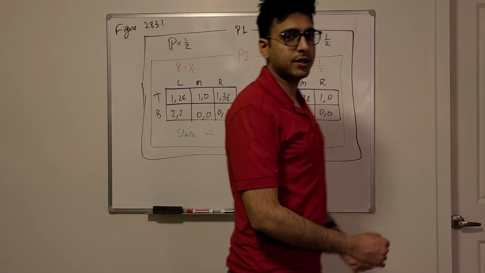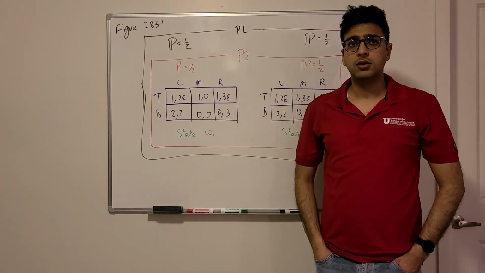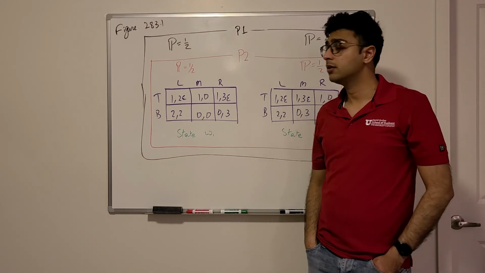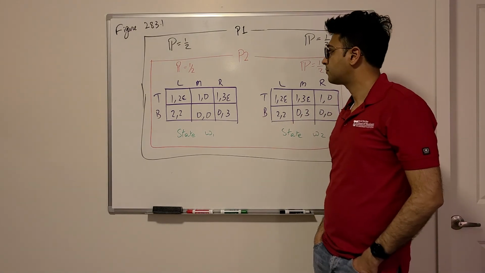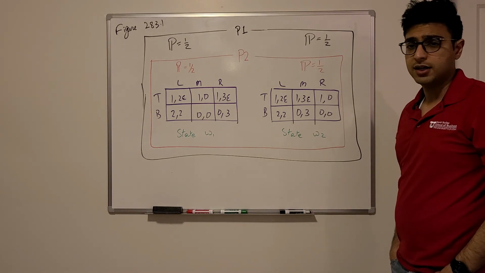Okay, so this is figure 283.1. This is the second video on Bayesian games today. This is an example of when information can hurt.